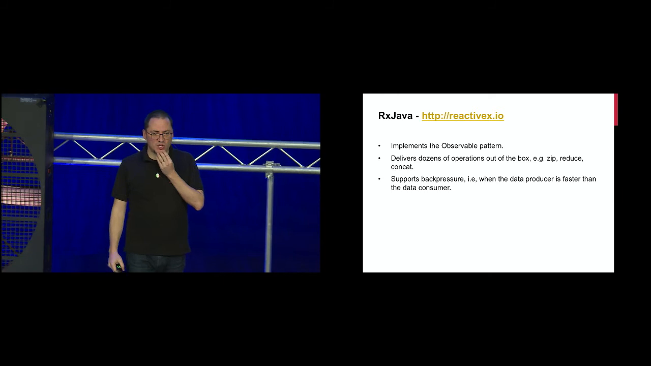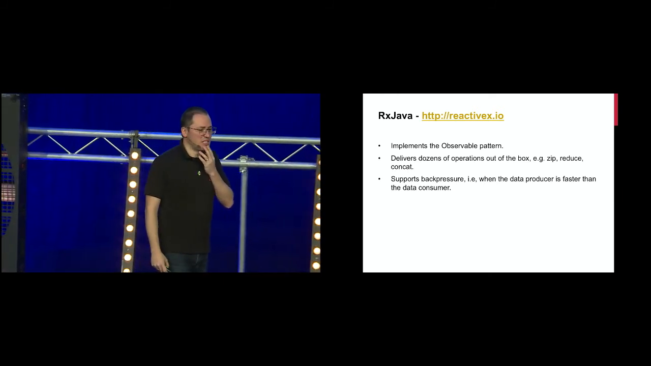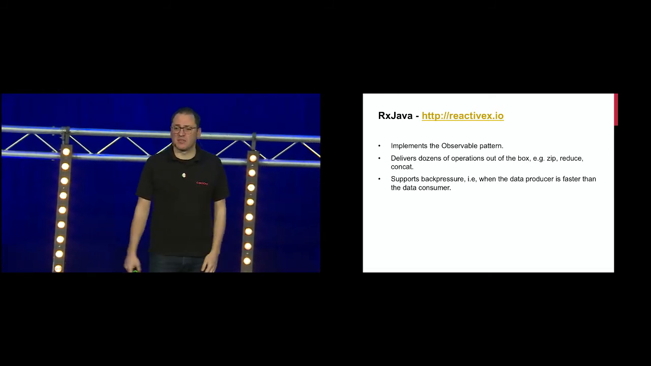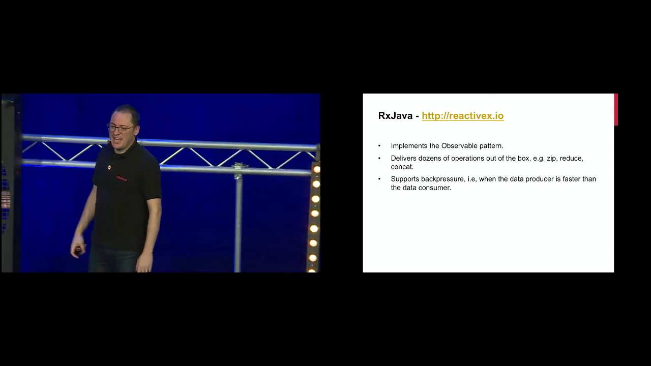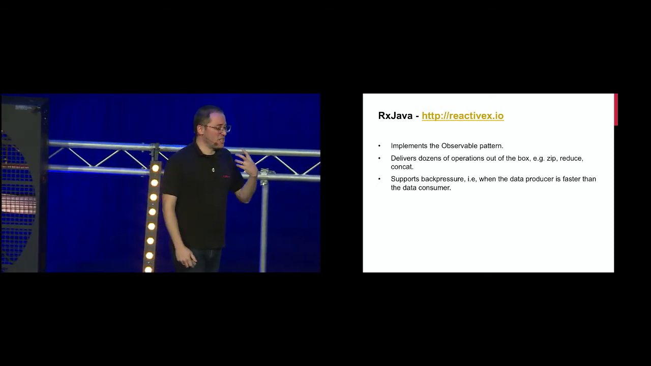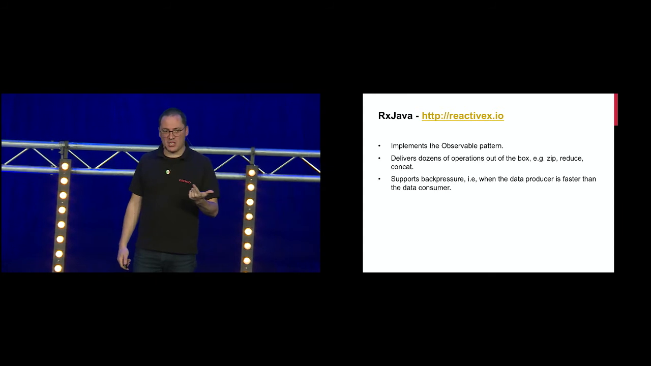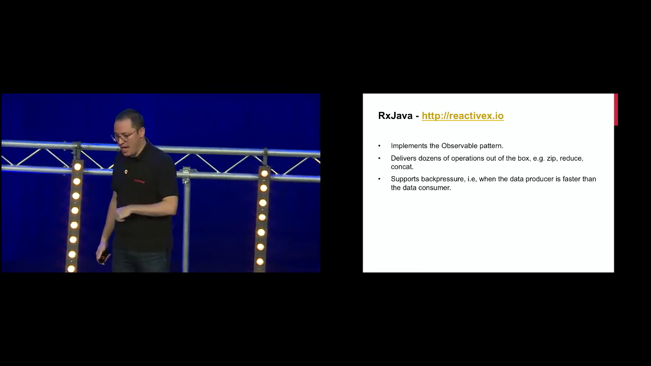RxJava gives you the observable pattern. It's nothing new. The observable pattern is pretty much what we do in UI. It's events. Surprise, surprise, you're doing UI programming on the server side. Java desktop is still important. And it delivers a lot of operations. You can do flatMap, zip, and many others.